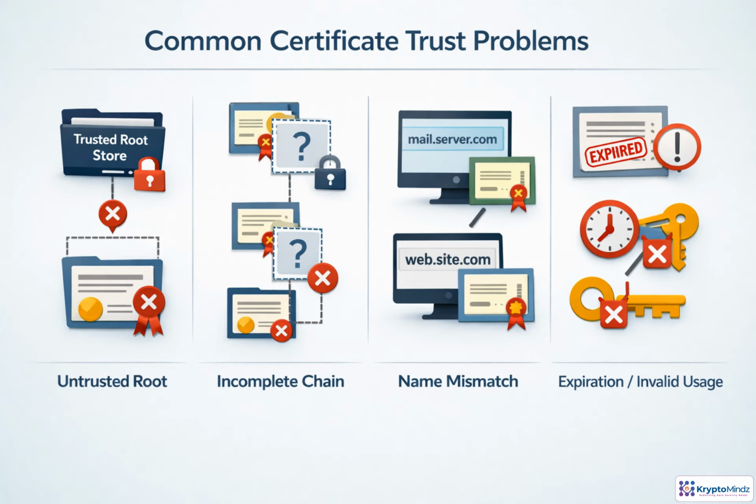When a certificate isn't trusted, run a quick mental checklist. First, is the root CA actually installed in the trusted store? Next, is the chain complete, with all required intermediates? Then, verify the subject or SAN matches the hostname or service you're connecting to. Finally, confirm the certificate is within its validity dates and that key usage and EKU match the way the application is using it.